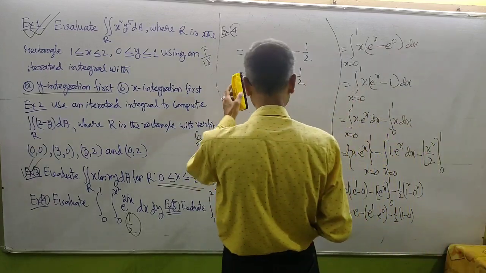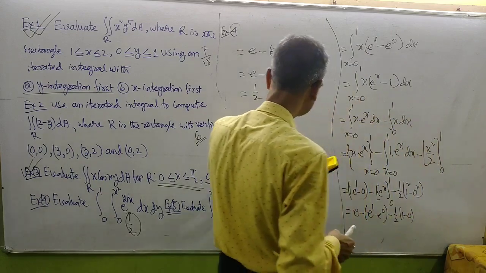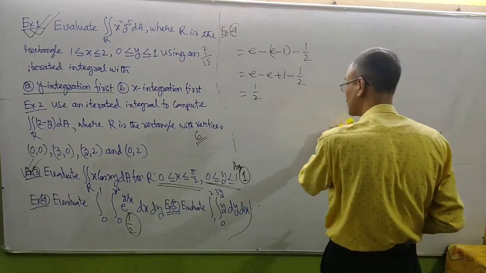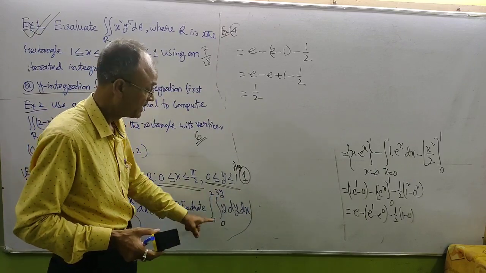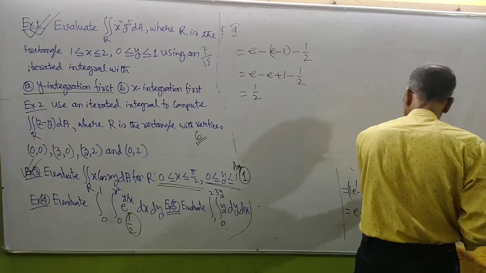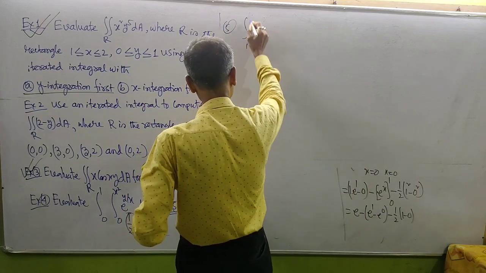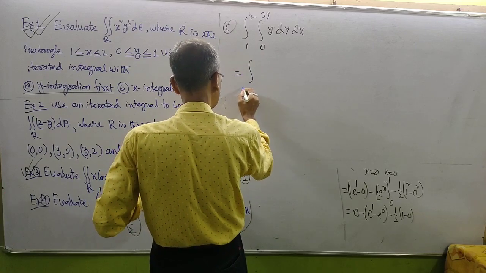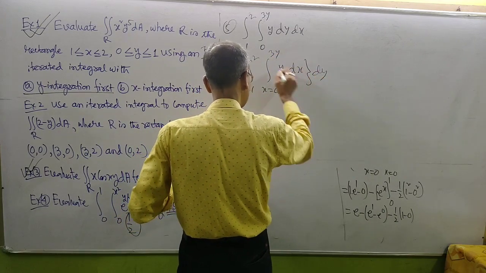Now, come to the last problem. Problem number 5. Now here you see, 0 to thrice y means x, y equal to 1 to 2, x equal to 0 to thrice y. Number 5: 1 to 2, 0 to thrice y, y dy dx equals y equal to 1 to 2, x equal to 0 to thrice y, dx dy. You will have to write it like this.